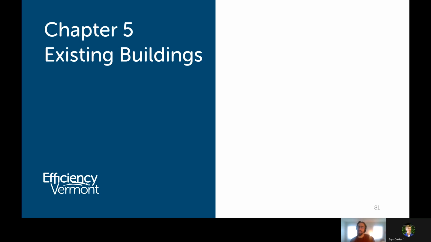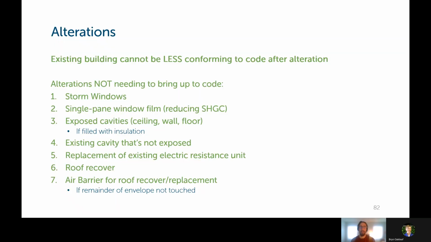So the last section of the code just states how the commercial energy code relates to existing buildings. I didn't have it in here, but if you've got an addition, then that obviously needs to comply with the energy code requirements because that's just a new section. But if you've got alterations to an existing building, basically the building cannot be less code compliant than it was after the alteration.